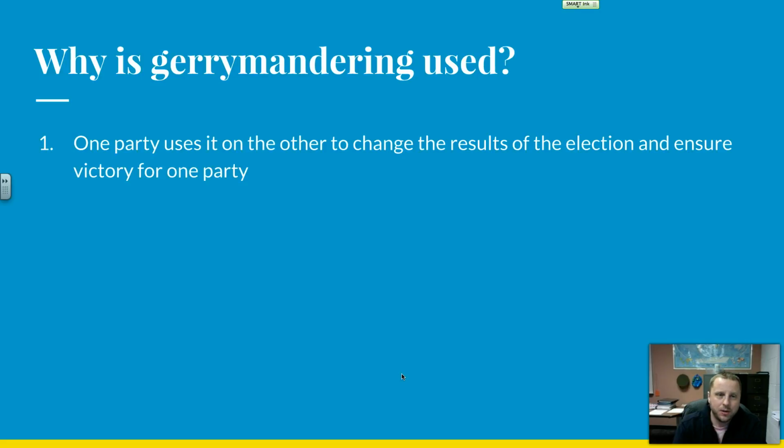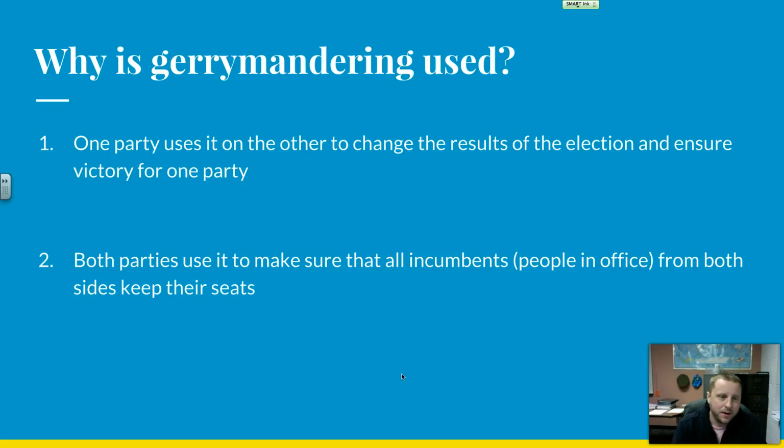Why is gerrymandering used? Well, one party uses it on the other to change the results of the election and ensure victory for one party. So basically they're using it to win, whatever that takes. Another example here, and we'll get to this later, is both parties can use it to make sure that all the incumbents, or the people in office from both sides, keep their seats. So both parties, in other words, work together to gerrymander to make sure that they keep their jobs.